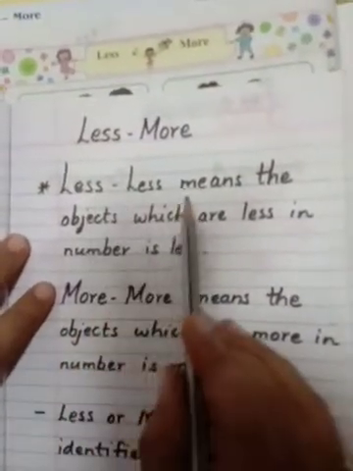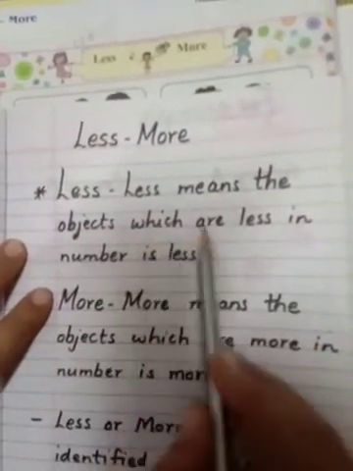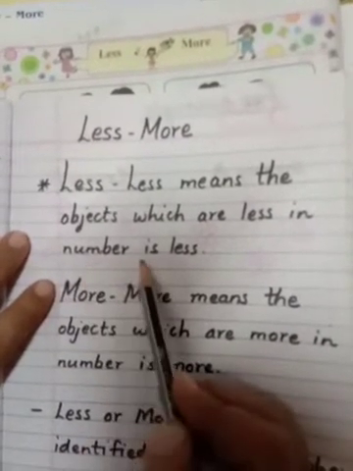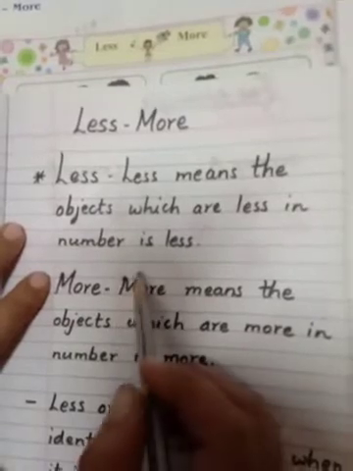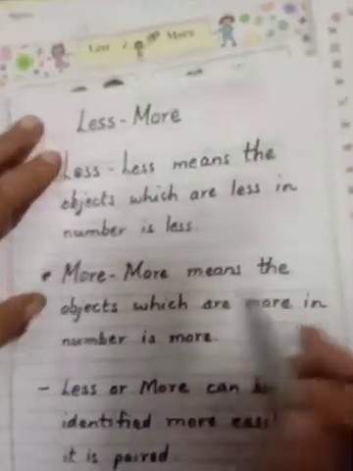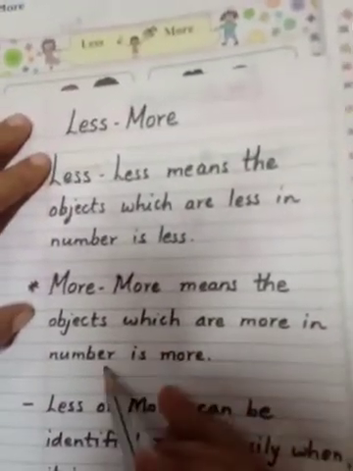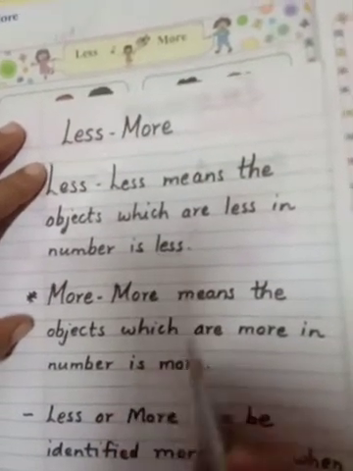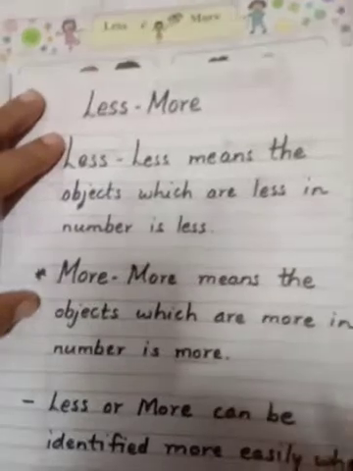Less means the objects which are less in number. More means the objects which are more in number. Here less means कम and more is ज़्यादा.